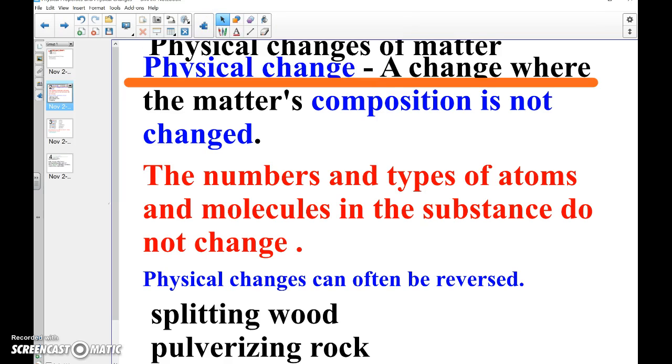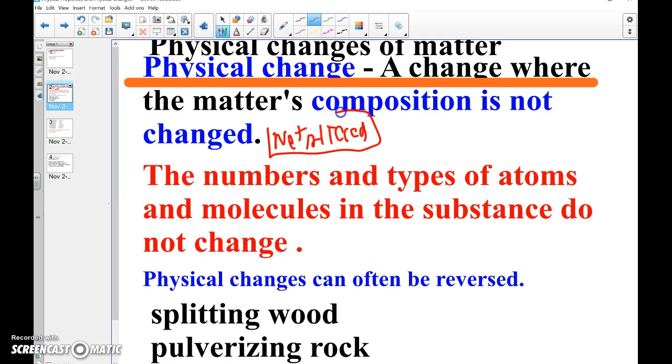Now, what's most important is that a physical change in matter is a change where the matter's composition is not altered, okay? And that's really important to understand, that it's not altered, all right? So the physical composition doesn't change. So what does that mean? That means that the numbers and types of atoms and molecules in the substances do not change.